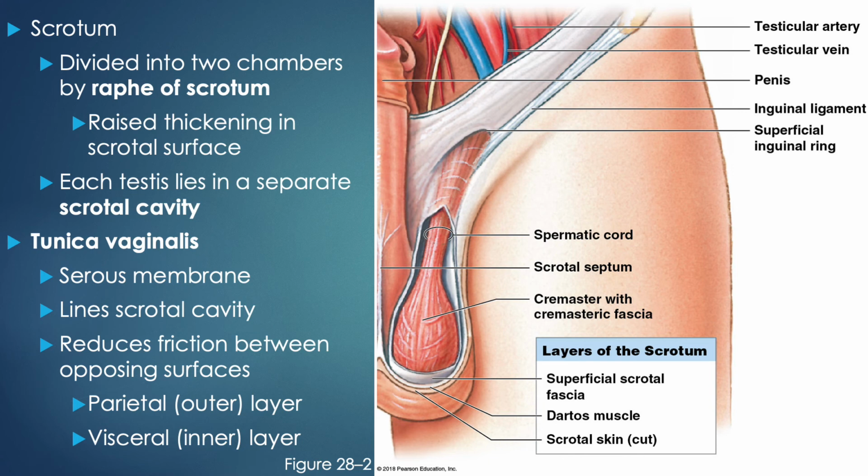So there are two layers of the tunica vaginalis. There's the outer and the inner layer. The outer layer, just like other parts of our body, is known as the parietal layer because it is peripheral, and the visceral layer is right upon the viscera or the inner organs, so that is the inner layer.